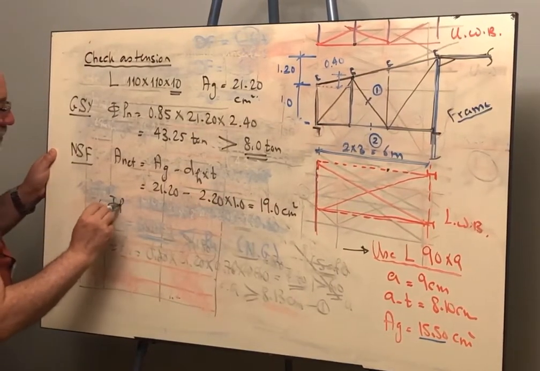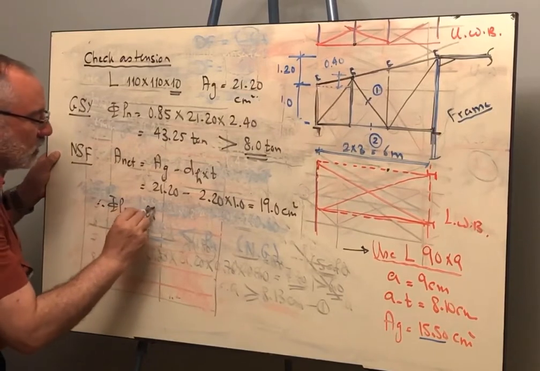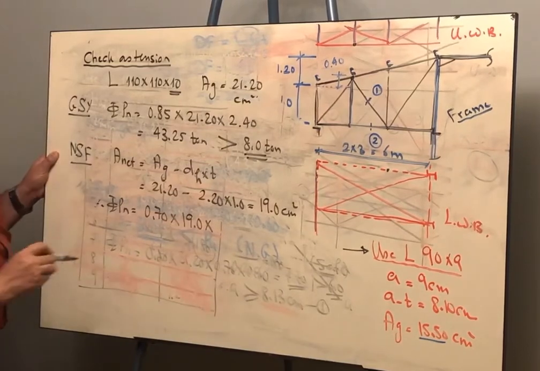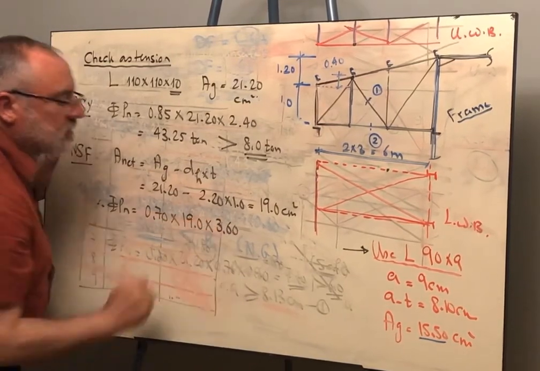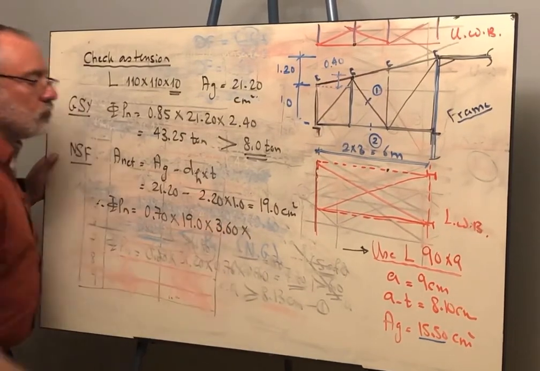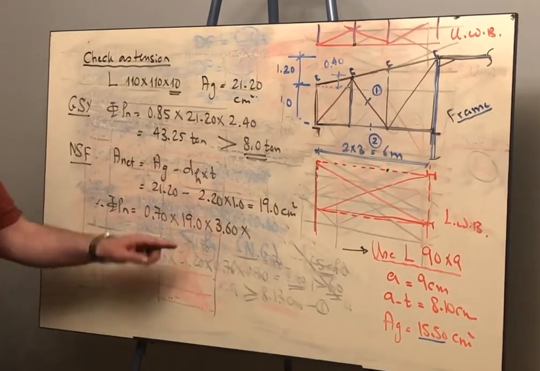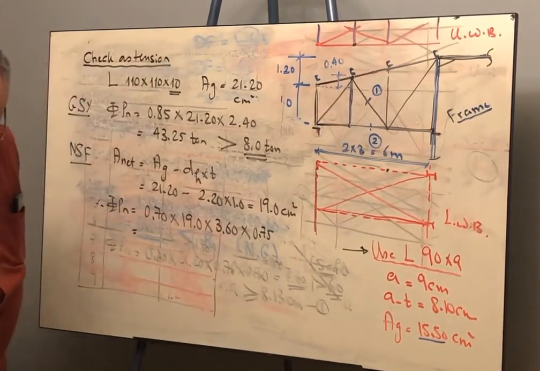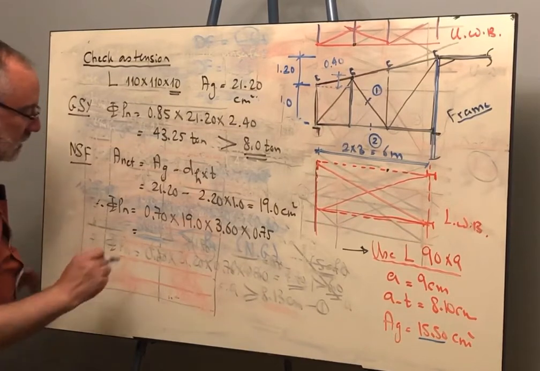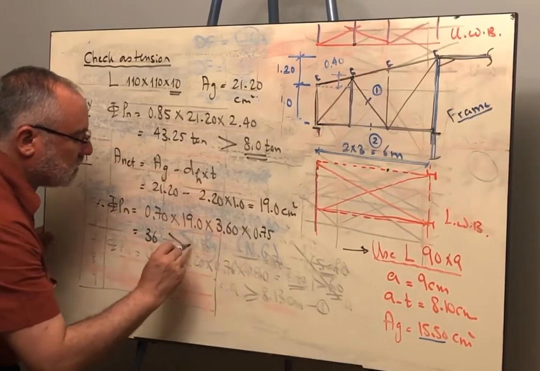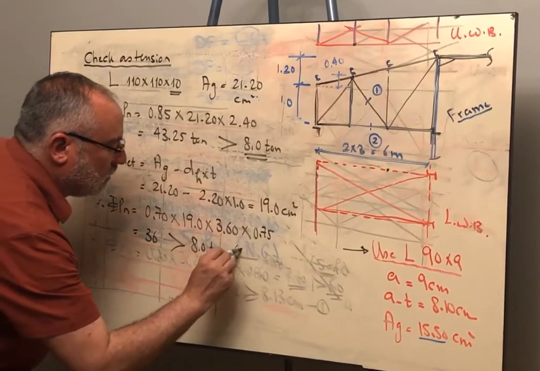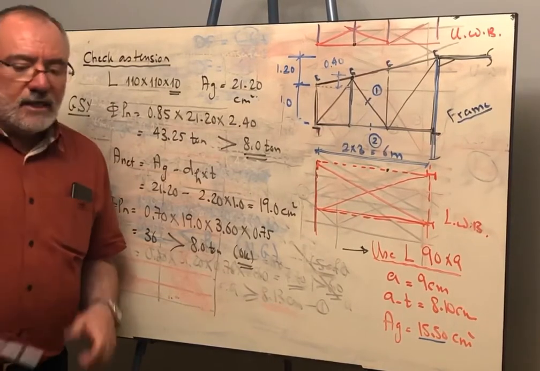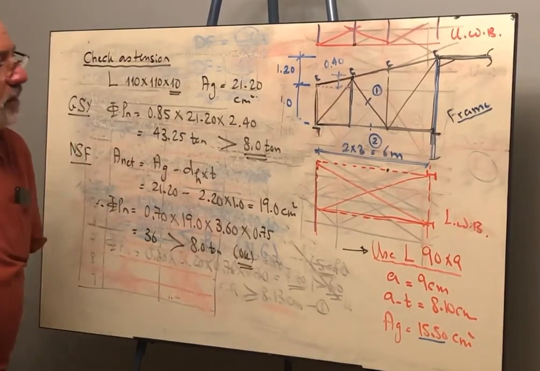Therefore phi P nominal, the strength reduction factor is 0.7, the net area is 19, and the F ultimate is 3.6. And don't forget, we have to multiply by the shear lag factor U. In this case, it is 0.75 because connections are bolted. So if you did this, you will get a value of 36. Again, this is bigger than 8 tons. Therefore it is okay. So this will be the steps that we are following to design member 1.